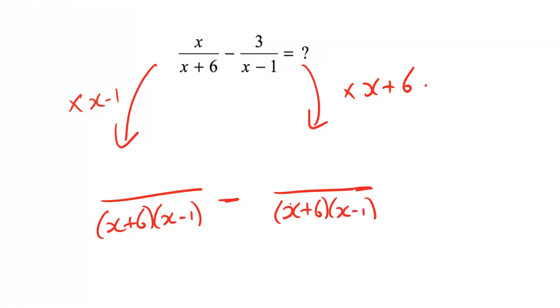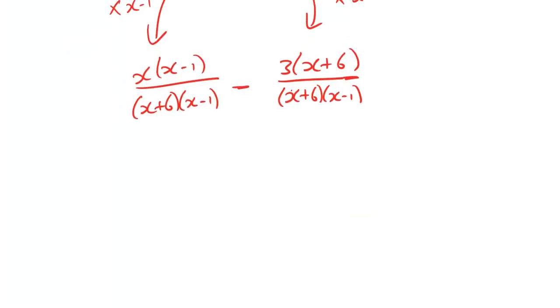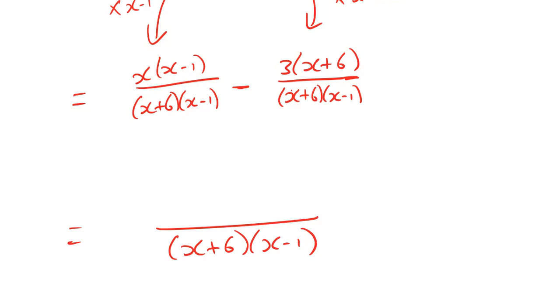Okay, and let's deal with the top parts. That's where the thinking starts. So x times x minus 1 on the left, and 3 times x plus 6 on the right. Now, as always, we're going to keep that denominator the same. We're going to have an x plus 6 times an x minus 1. Now, be careful here with negative numbers, but let's expand those two sets of brackets.